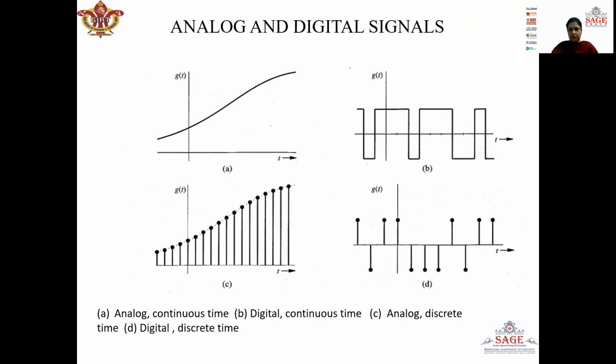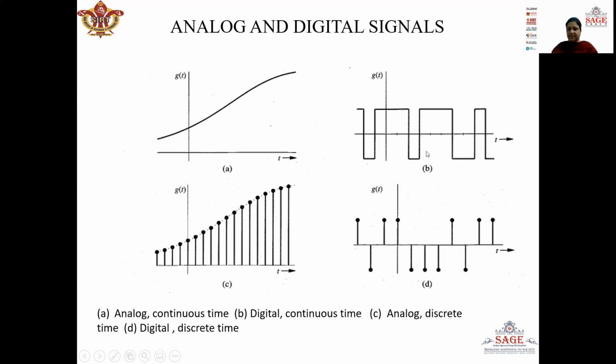Now, looking into the syllabus of the subject, first we will go into the description of analog and digital signals. In this slide, we can see four different types of signals. The first signal, as we have written, is analog and continuous time. This signal is continuous time because it is defined at every instant of time. And it is an analog signal because it can have any value on the y-axis, which is the amplitude axis.